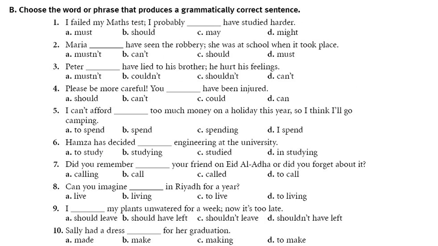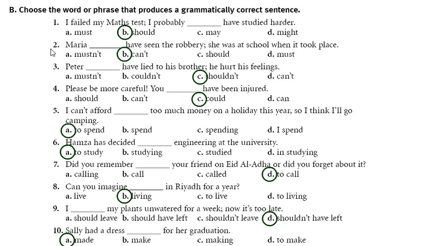B. Choose the words or phrases that produces a grammatically correct sentence. Answers. 1. I failed my maths test. I probably should have studied harder. Should, meaning it was supposed to happen but did not.